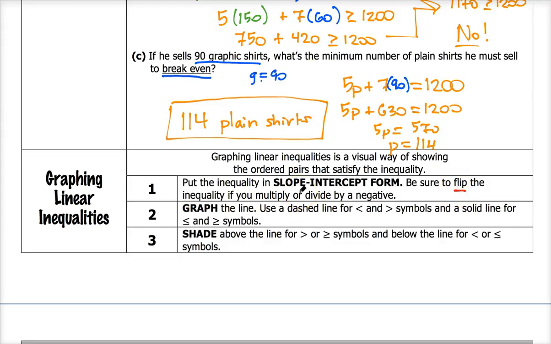Step 2, we graph the line. If we have less than or greater than symbols, we use a dashed line, and if we have the equal to bar underneath, we use a solid line. And then step 3, we shade. For greater than or equal to symbols, we shade above the line, and then less than or equal to, we shade below the line.